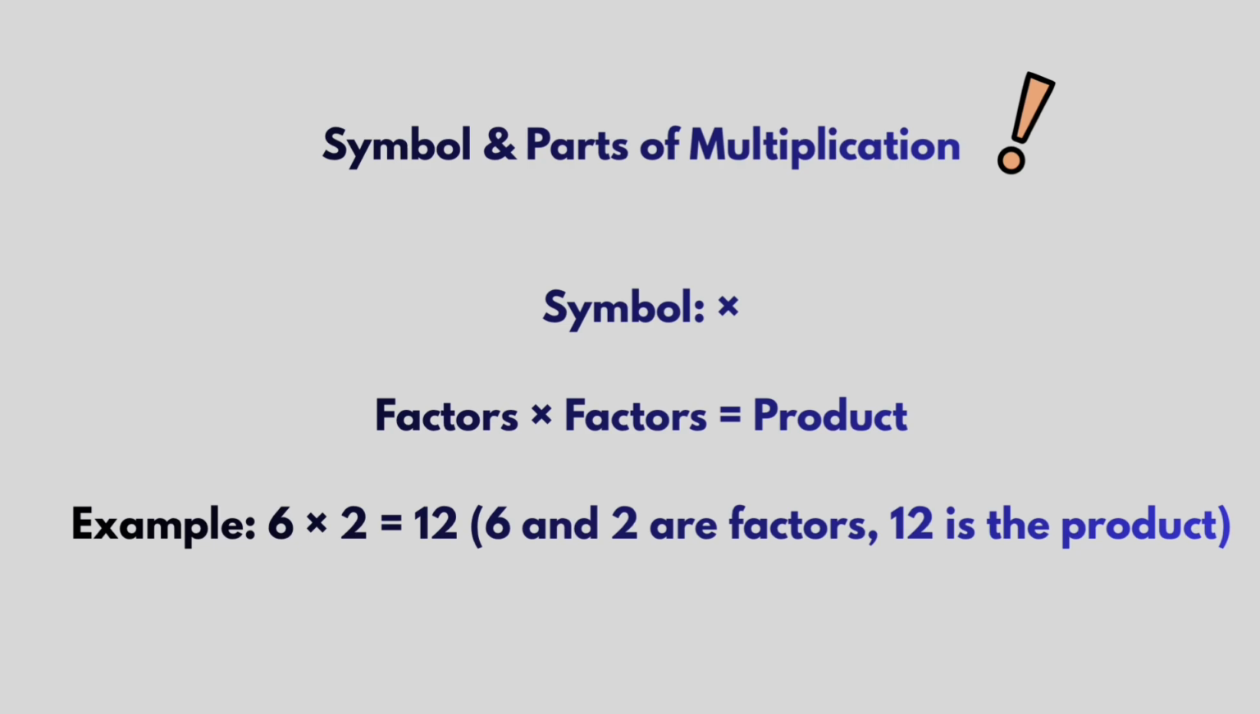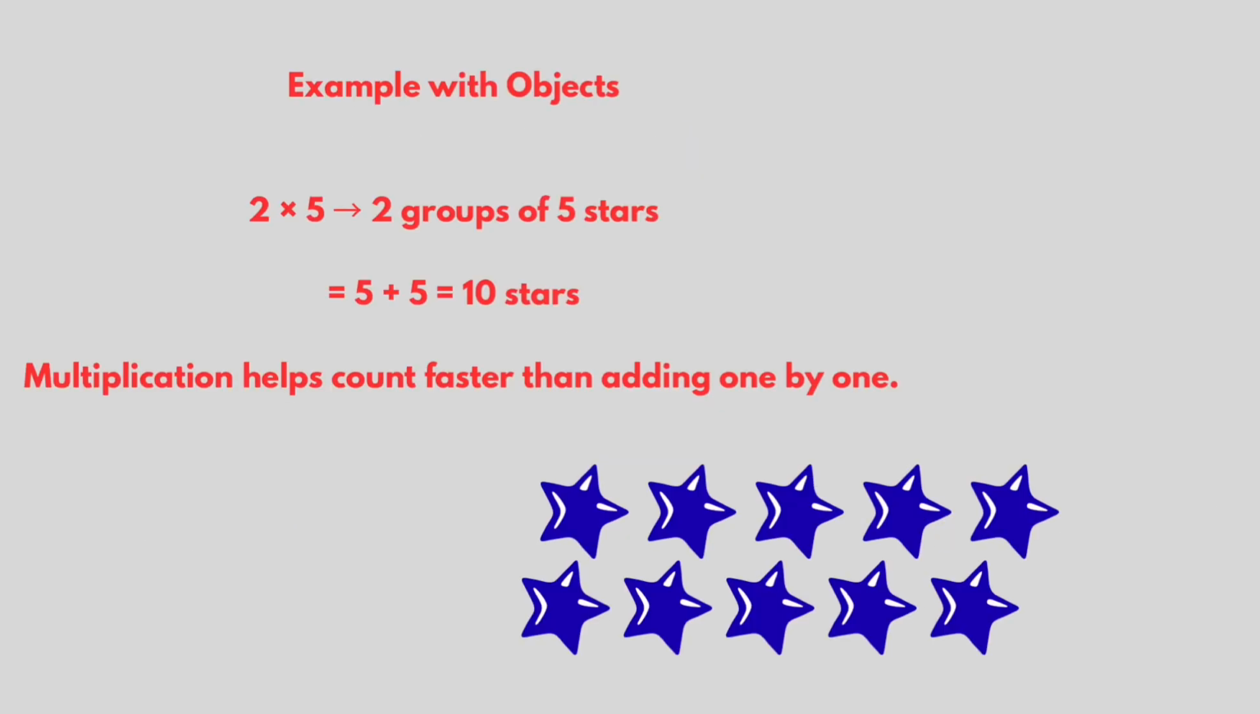Let's better understand with an example. 2 multiply 5 means 2 groups of 5 stars we will make here. So 5 plus 5 gives us 10 stars. Multiplication helps counting faster than adding one by one.